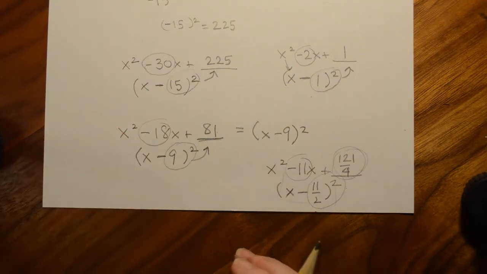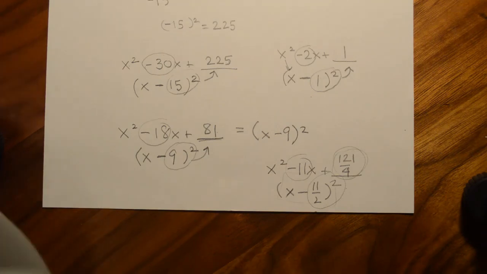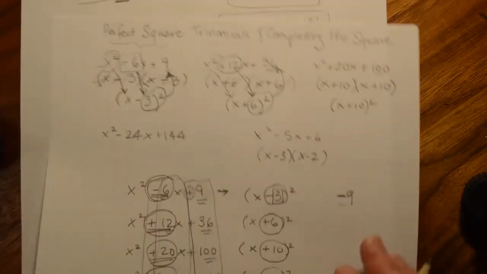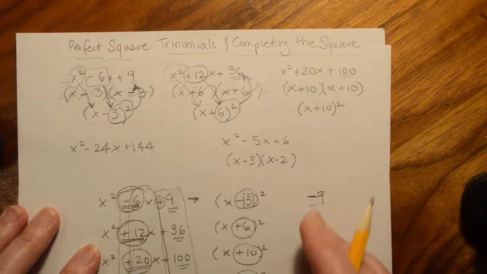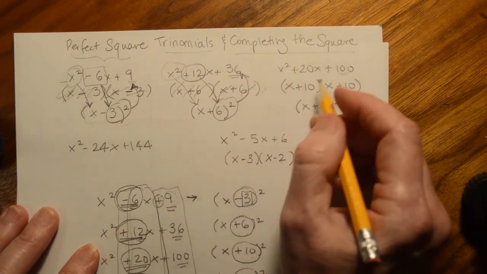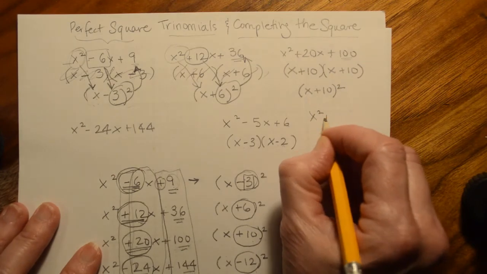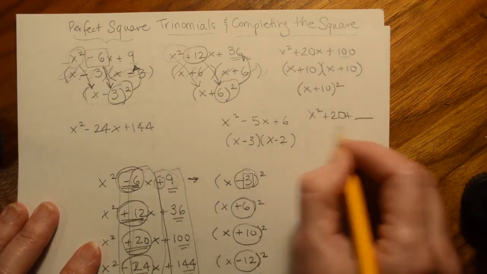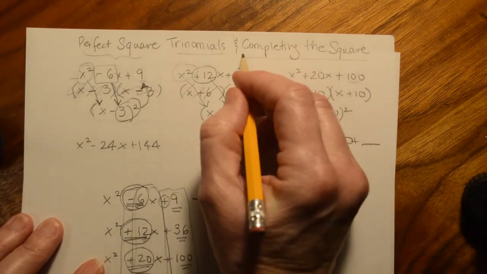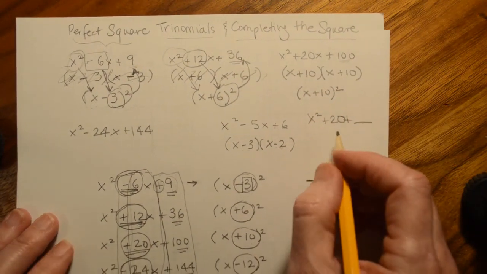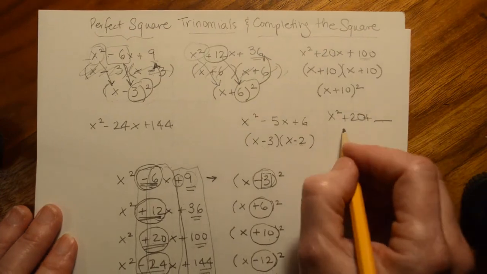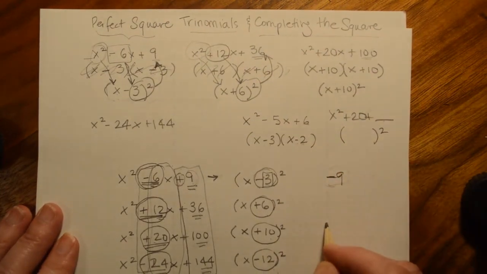Now, one last thing. I mentioned at the beginning that this video was on perfect square trinomials and completing the square. That process that we were just doing, where we had the x squared plus 20x plus what makes that a perfect square, that process is called completing the square. Why is it called completing the square? Well, first of all, it makes a perfect square trinomial.